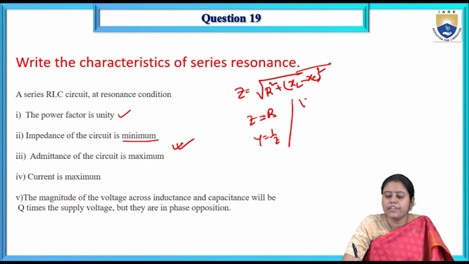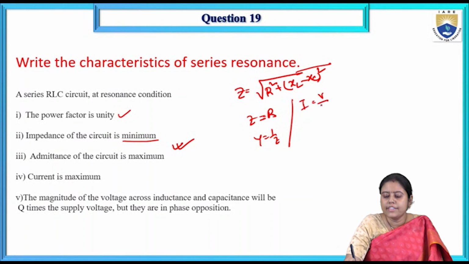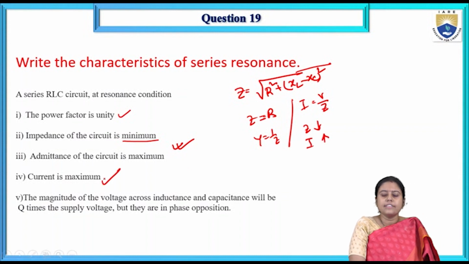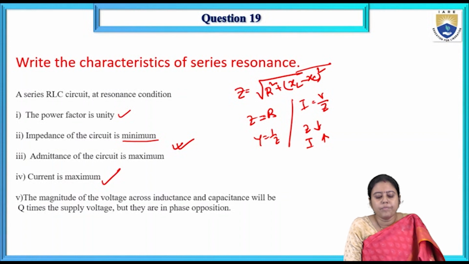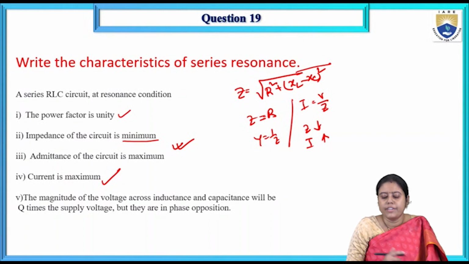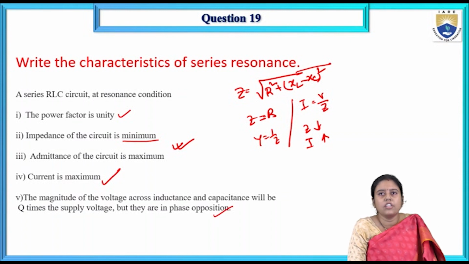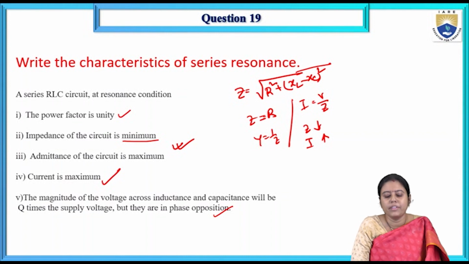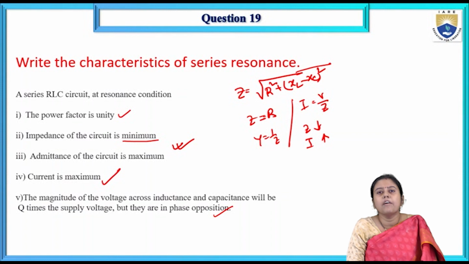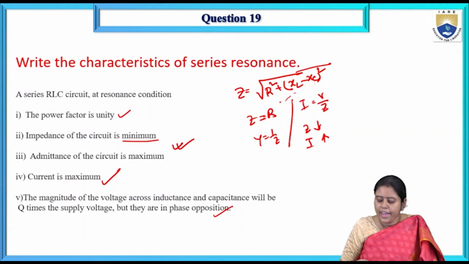What is current? Current is equal to V by Z, and as Z is minimum, then current will be the maximum value. The last point is the magnitude of the voltage across the inductance and capacitance will be Q times the supply voltage, but they are in phase opposition. Both magnitudes of the voltage of inductance and capacitance will be the same, but they are in phase opposition. XL and XC are both 180 degrees apart.